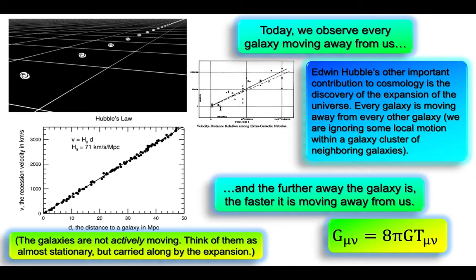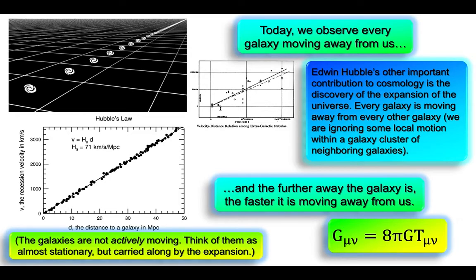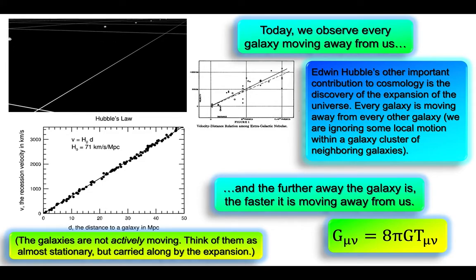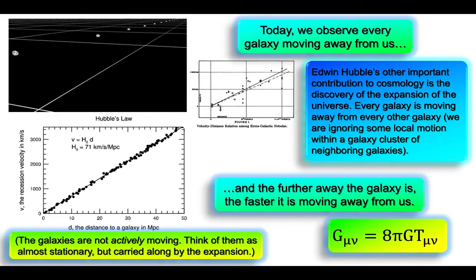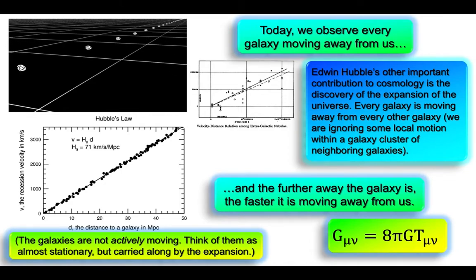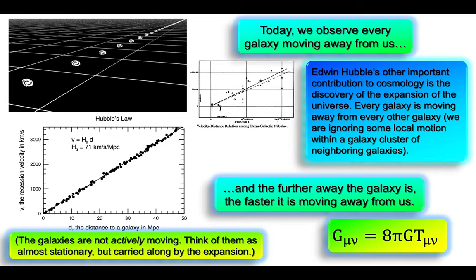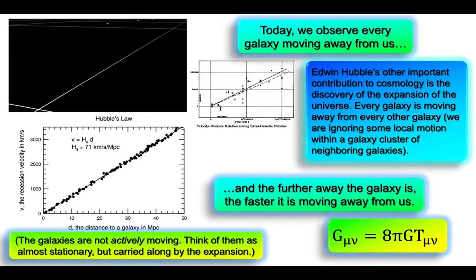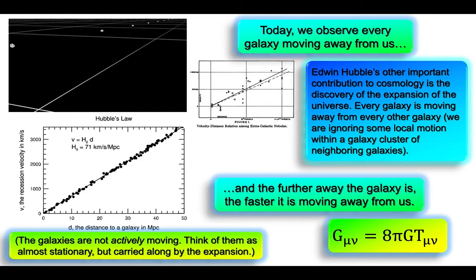Now, the galaxies themselves, it's not like they're actively moving. If you want, you could think of the galaxies as being stationary, but they're just carried along for a ride by the expansion. Kind of like if you were in the middle of the ocean in a life raft and you didn't have any oars or anything to propel you, you would just be riding along with the currents on the ocean. You would not be actively choosing to go anywhere or moving. You would just be along for the ride. And that's what the galaxies are. The galaxies are just carried along with the expansion.